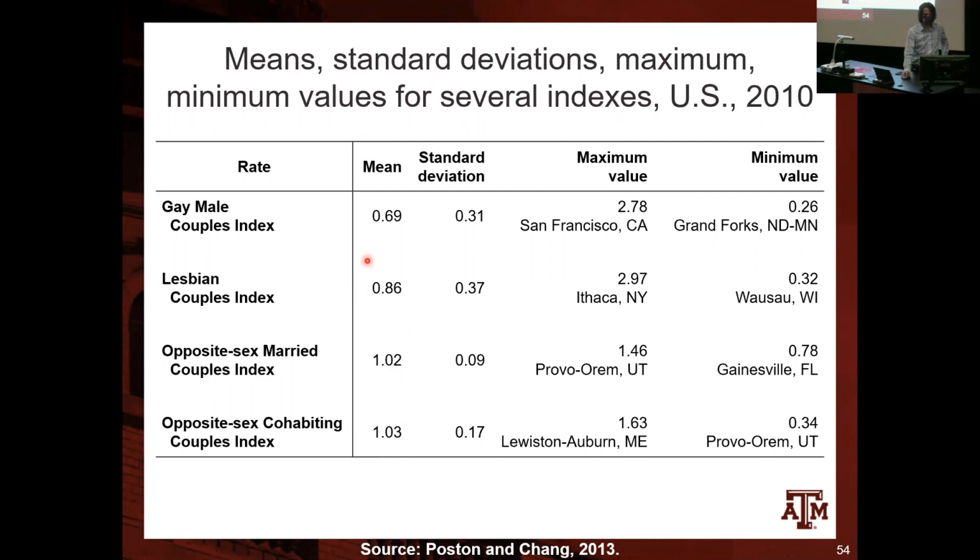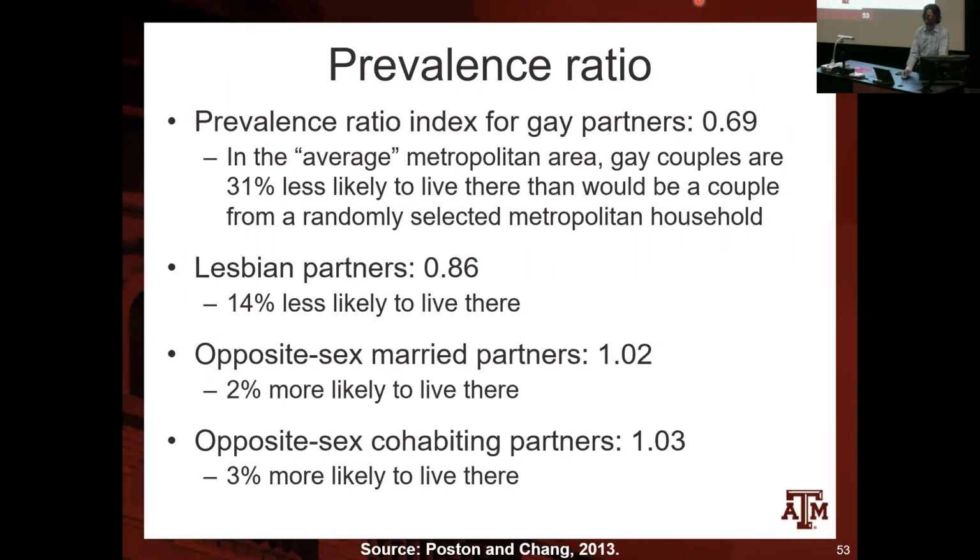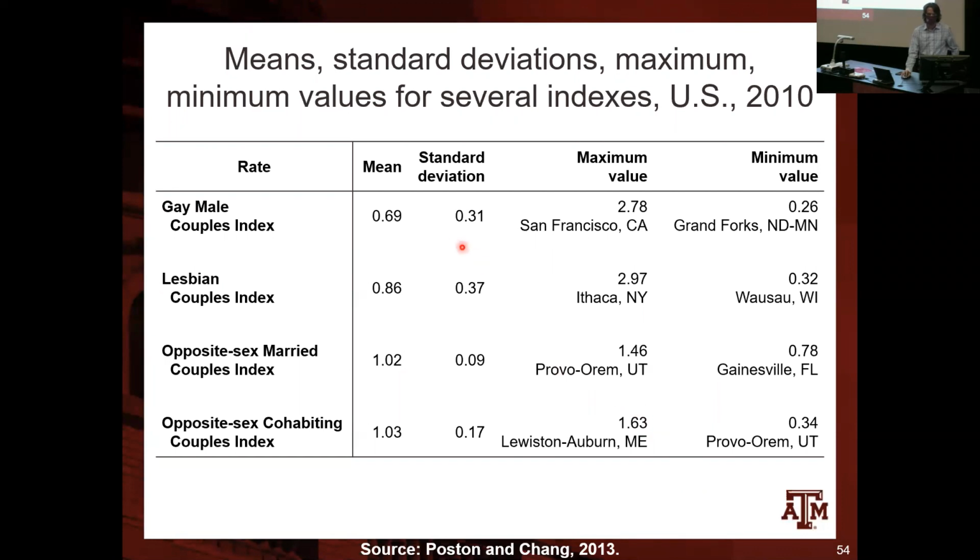So these results here, 0.69, 0.86, 1.02, and 1.03 are exactly the same results that I just showed in the previous slide, exactly those numbers. And this is the overall mean across all these metropolitan areas that they are analyzing using 2010 census data.